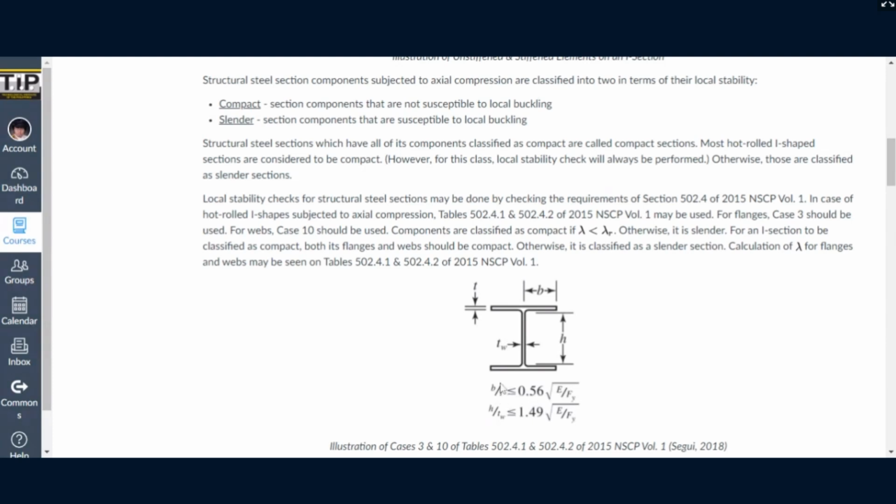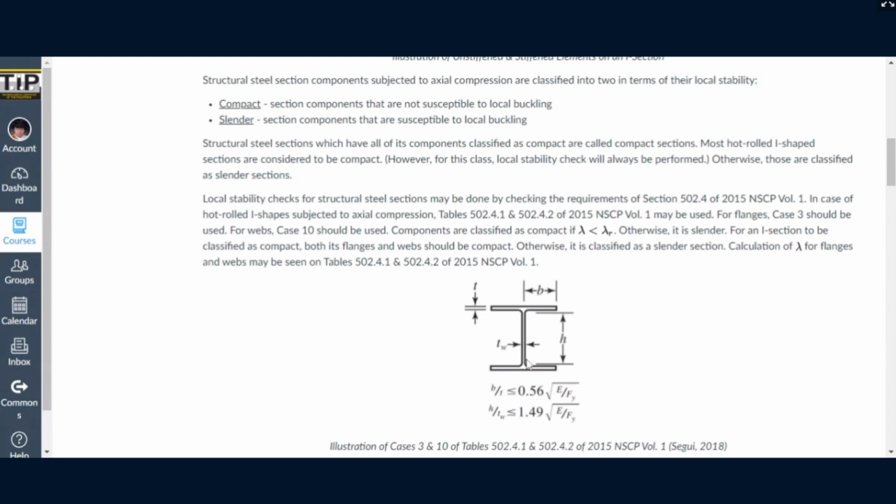Kapag yung actual width thickness ratio mo is less than or equal to this limit, so for example sa flange, ito yung checking mo. Kinuha mo yung actual width thickness ratio, you compare it to this limiting value. Pag nag-less than, ibig sabihin, hindi siya susceptible to local buckling. So we call that flange a compact flange. So compact yung flange, ibig sabihin. Pag nag-greater than siya dito, slender siya. Okay? So that's how you determine if a component is compact or not.